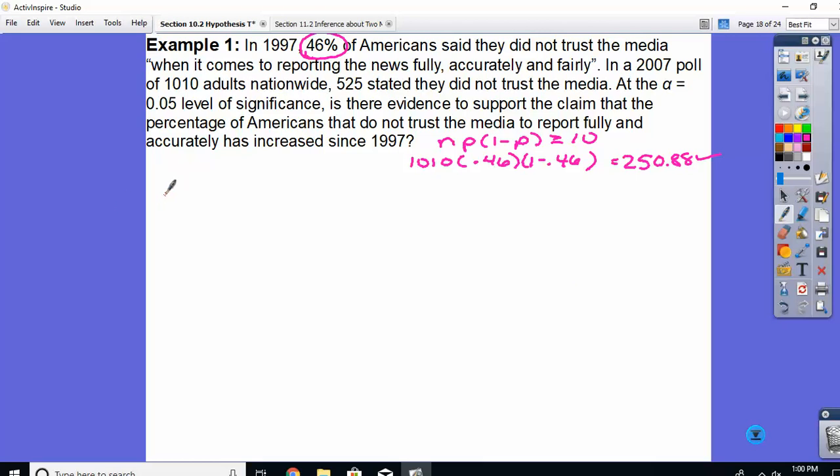So let's kind of walk through the steps. The very first thing you need to do, yeah, they start out the same. So I'm just going to do those, and then I'll branch off and show you the two options. So we always start out with the null and alternative. So we're talking about the percent, so that's my p. The null would be p equals 0.46. I am trying to decide if it has increased. So my alternative would be that p is greater than 0.46.